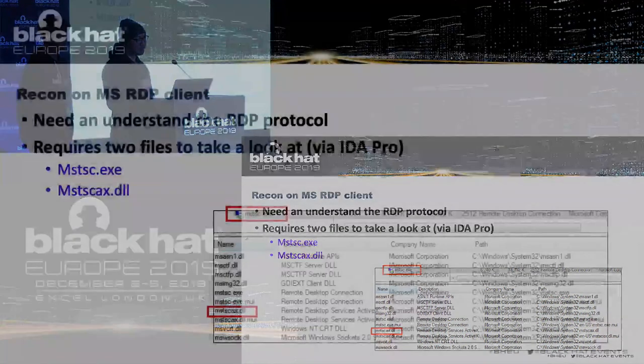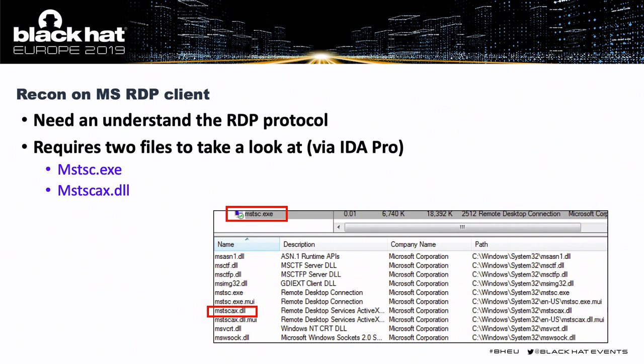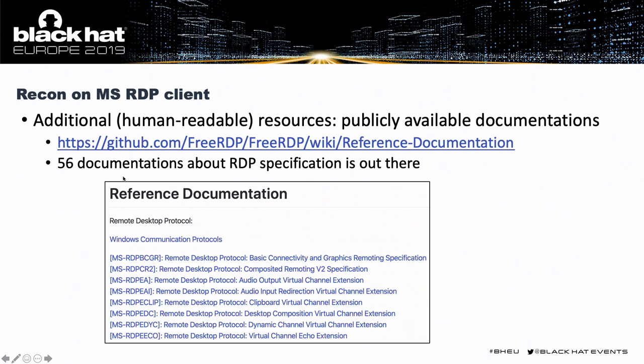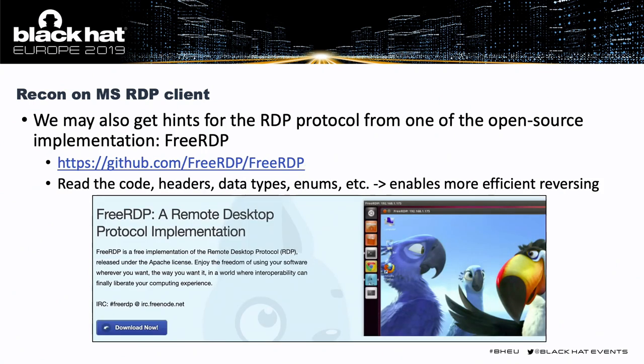Next, the MS RDP client. Okay, let's talk about the RDP and the RDP client. The official RDP client is a Microsoft product. To attack the RDP client, we analyzed it by reversing. We mainly analyzed these two files. There are more than 50 reference documents for MS-RDP. For example, FreeRDP's wiki. Thank you, FreeRDP's wiki. It's very important. FreeRDP is an open source program based on the RDP reference documents. We studied RDP by analyzing the FreeRDP source code.